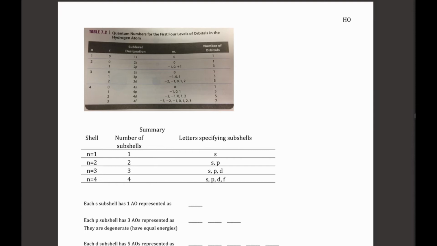When n is 2, L can be 0 or 1. That is to say, there's 2 subshells, and those are the S and P subshells. When n is 3, L can be 0, 1, or 2. Those are the S, the P, the D orbitals. When n is 4, L can be 0, 1, 2, or 3. So we have the S, the P, the D, the F atomic orbitals.